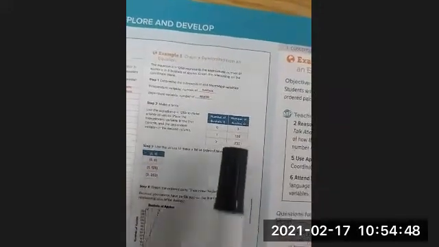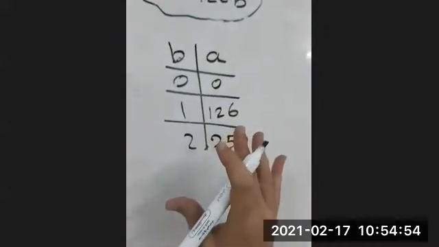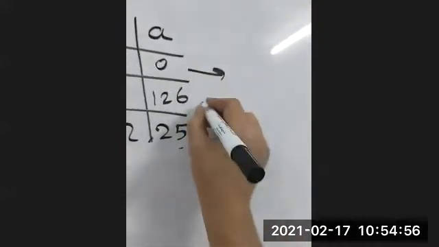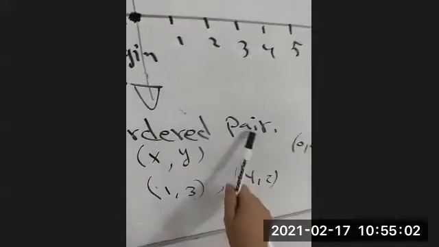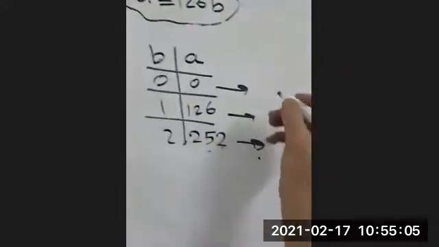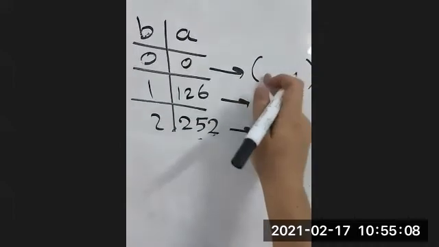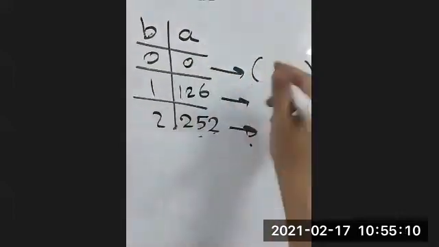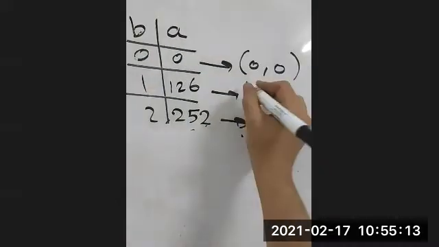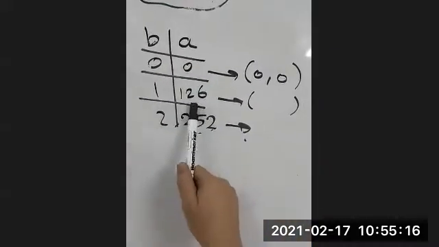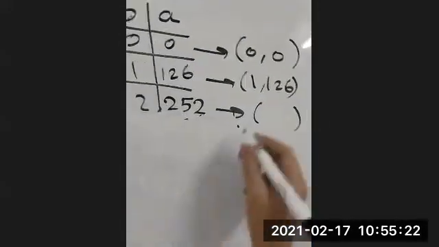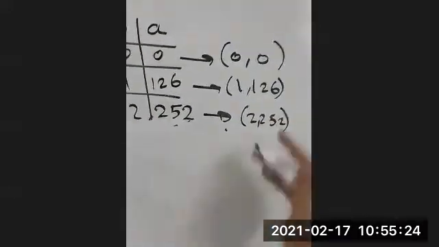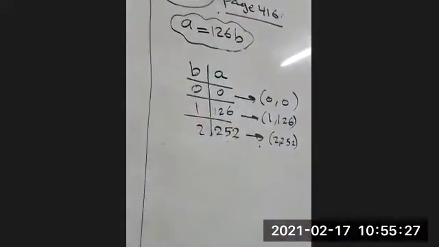Okay, guys. Now we filled the table. Now look here. From this table, we can make ordered pairs. Now, the ordered pair of this one is what? The independent first, then the dependent, not the opposite. So here we have 0 and 0. And here we have the ordered pair 1 and 126. And here we have the ordered pair 2 with 252 together. So we have 3 ordered pairs because I chose 3 numbers.